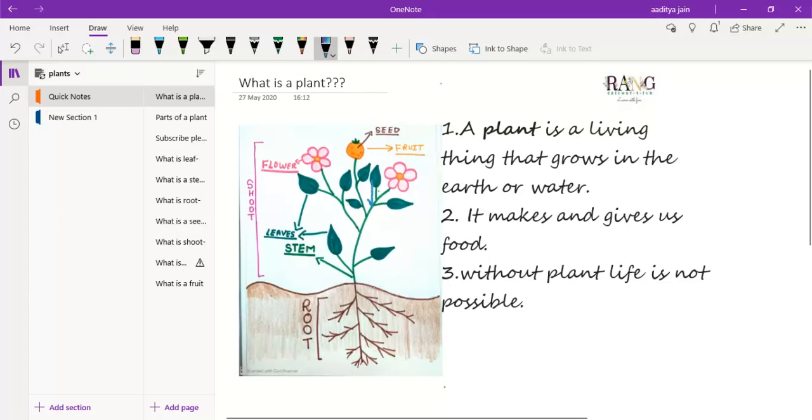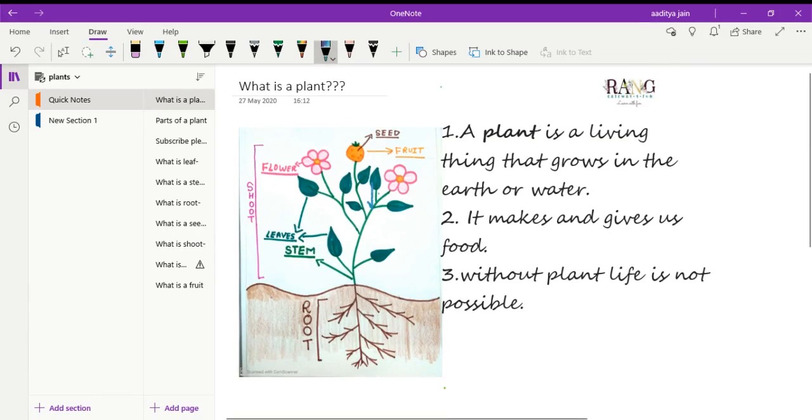I guess you have eaten carrot also. Carrot is a root. I guess you have eaten cabbage. Cabbage is a leaf. And onion also. Onion is an underground stem. You will learn all this in your bigger classes.